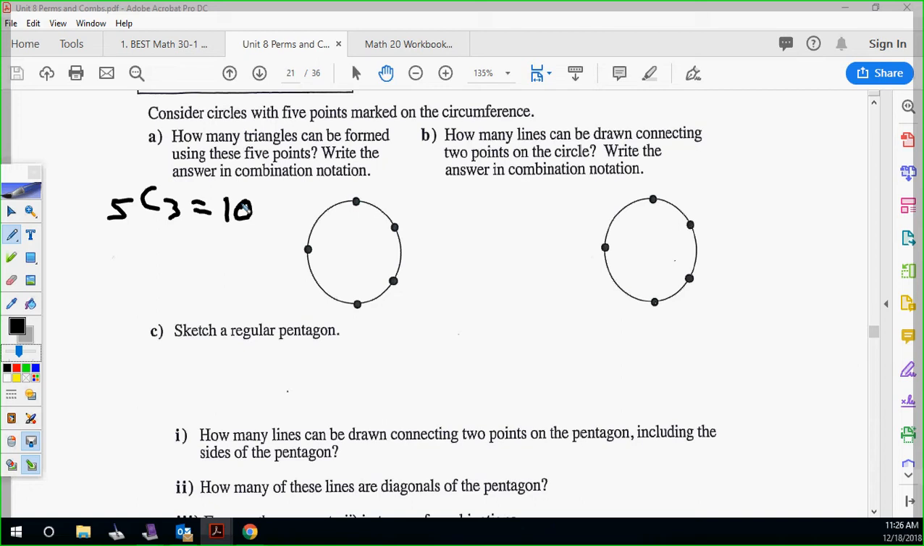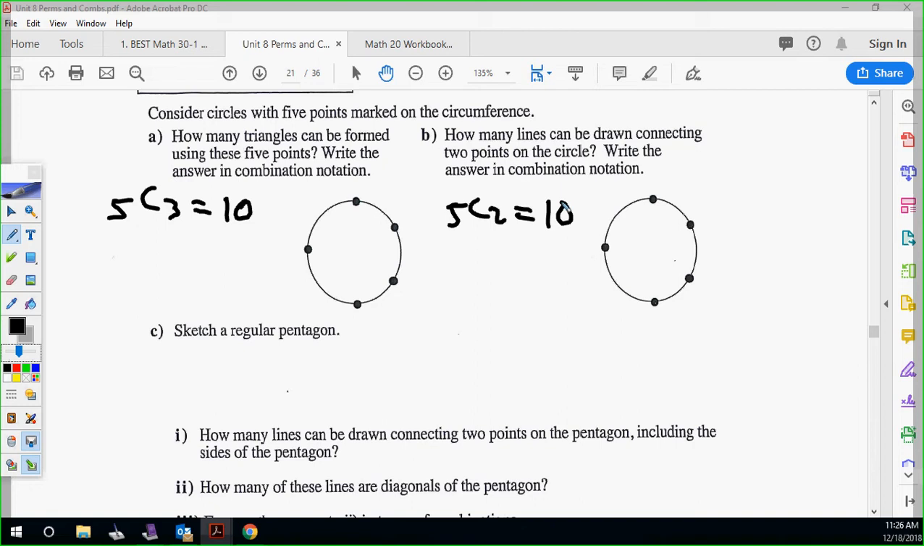Okay, how about for 2 points? Just doing 2 points, making a line. 5 choose 2. So 5 choose 2, also 10. Interesting. We should know that though, right? It's the mirror. 2 from 5, 2 from choosing 5. It's only 10. Yeah. Good job.